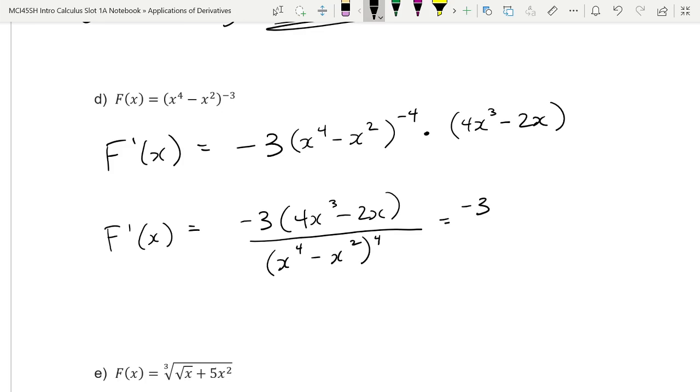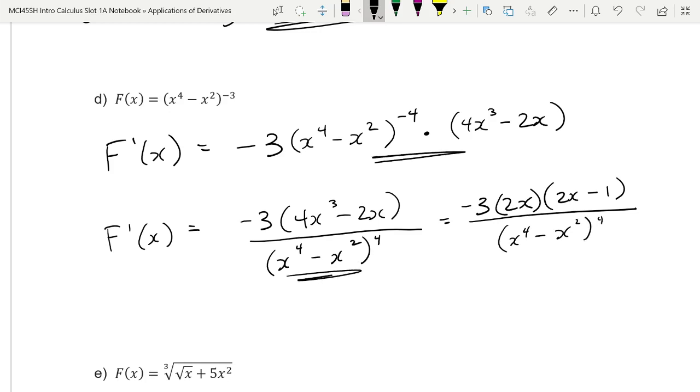You could factor out a 2x, and you'd have 2x minus 1. And then over here, let's see, would that actually simplify? No, that's not going to simplify very much. No, I think I just leave the bottom alone. So there, if my answer key said this, or this, or this, I should recognize that I've done it right. Okay?